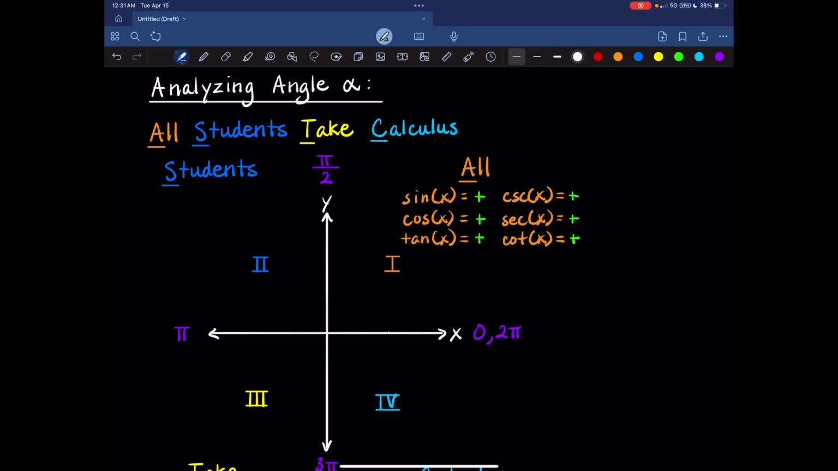So let's write that down. So we have sine of x is positive, right? But we have that the cosine of x is negative. And the same is true for the tangent of x.